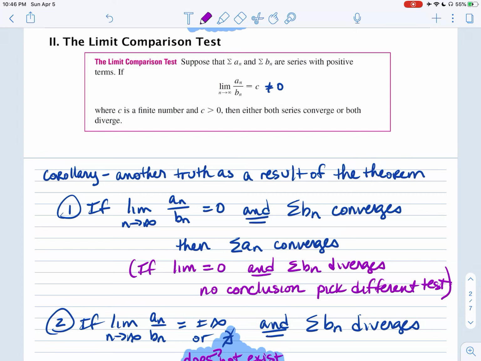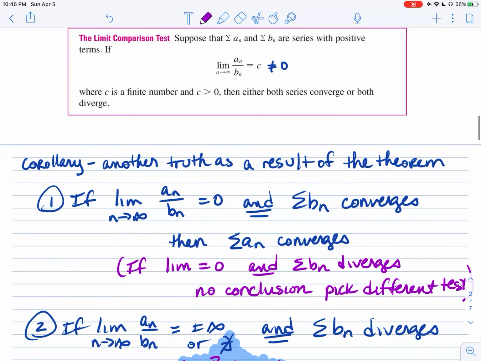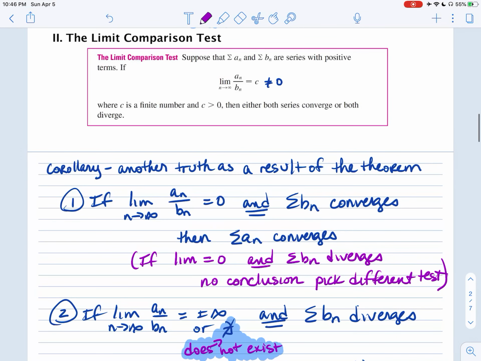So let's suppose that the limit does equal 0. Well, if the limit of a sub n divided by b sub n does equal 0, note that 0 is a finite limit and it's a limit that does exist. So if that limit still exists, but it's actually equal to 0 and not a non-zero number, you can still stay within the test provided that b sub n converges. Then you can say that a sub n converges. Please note here in purple, if the limit is equal to 0 and b sub n diverges, you don't have a conclusion and you have to pick a different test.